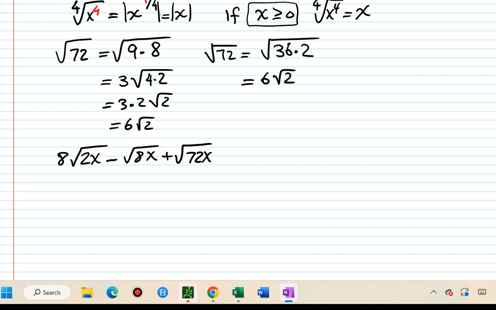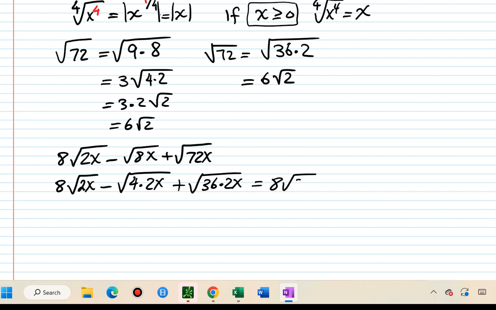8 root 2x minus square root of 8x plus square root of 72x. Let's say we want to combine these if we can. Now, if you look at this, there are no like radicals at this point. So I'm just going to rewrite them. 8, I can write as 4 times 2. 72, we can write as 36 times 2. And then we can take the square roots. 8 square root of 2x, take the root of 4 on the outside, that's 2, and 2 square root of 2x. 36, that's going to be 6, and then root 2x there.